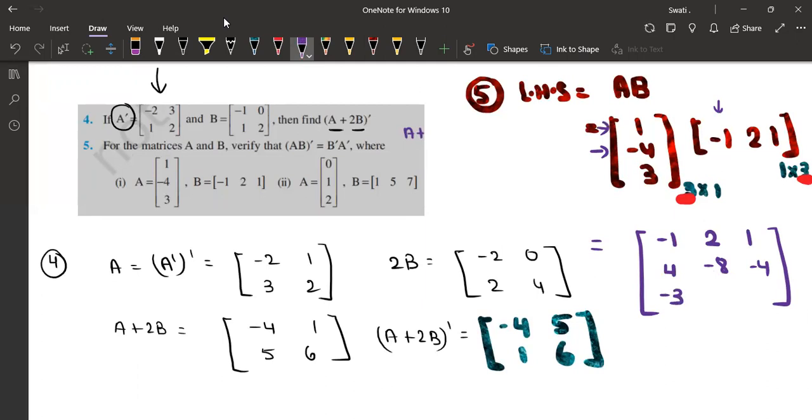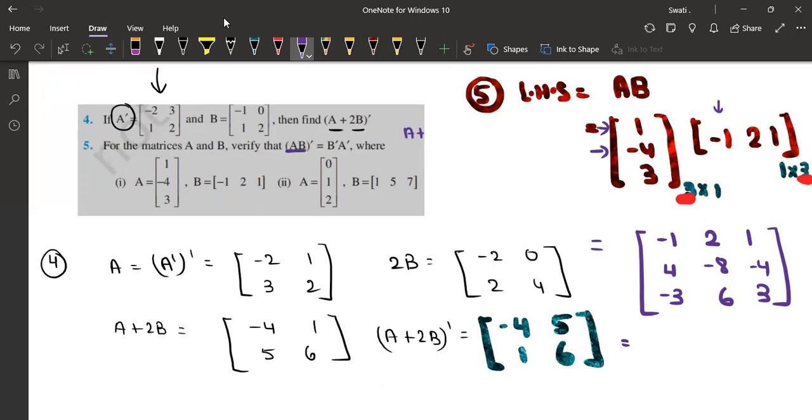The detailed explanation of how to do the product of the matrices I've already explained, so here I'm going a little fast. 3 times -1 is -3. 3 times 2 is 6. 3 times 1 is 3. This is our AB. But we need to find out (AB) transpose, right?